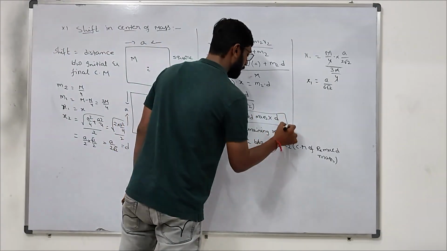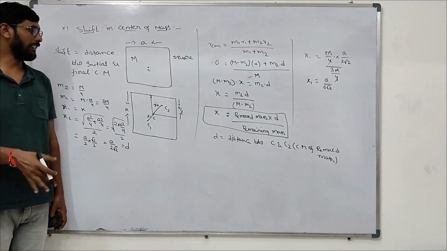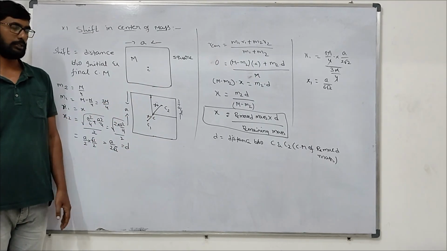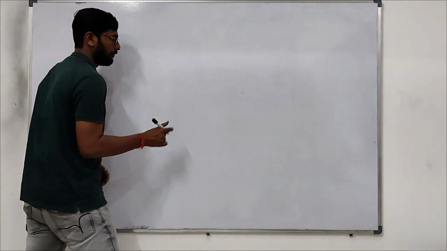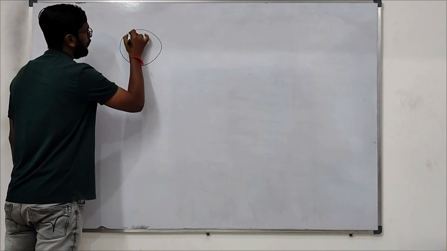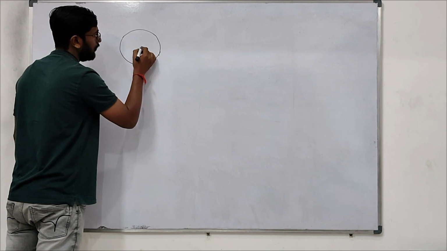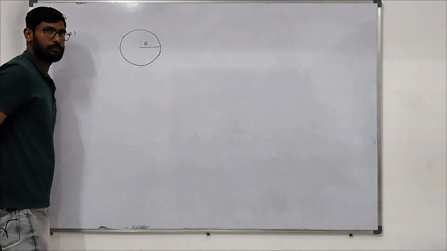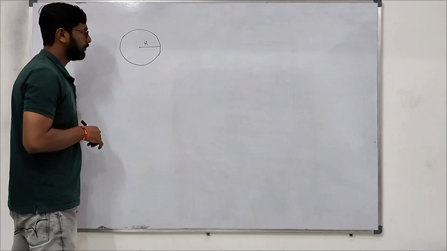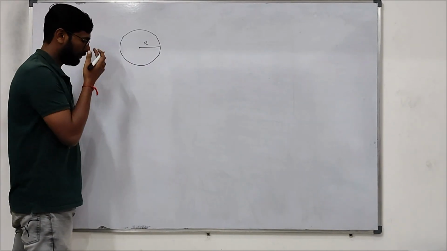So this is the general formula to find shift in center of mass. Now if you have any shape, like here we have a square, you may have a circle. Circle also we will do. For example, a circle of radius capital R, with uniform mass distribution, uniformly distributed with respect to mass. The center of mass will be at the center.